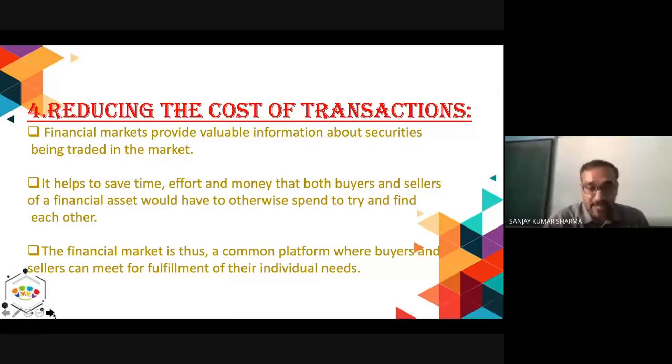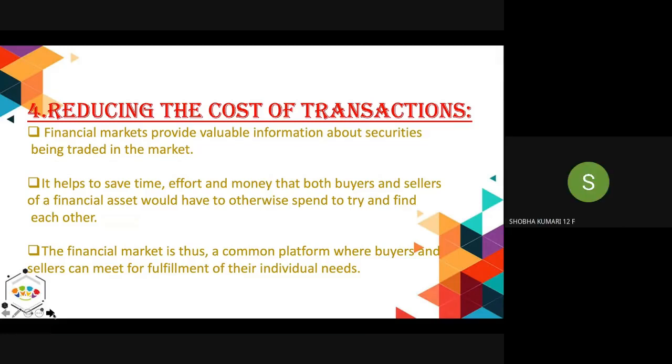But due to this financial market, it is very easy that we can purchase and sell it. We just have to pay very small amount of brokerage and we can buy and sell it easily. Isn't it? Do you agree with me? Yes, sir.